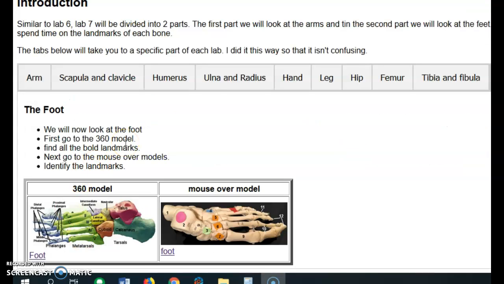And for our last video, we are going to look at the foot. We are going to look at the rotating 360 model. We are going to then go to the mouse over model, identify the bones.